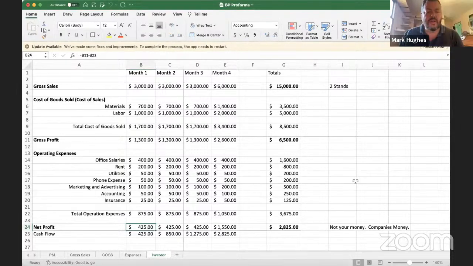So you need to pay yourself like an employee. You have to pay yourself like an employee. You do not want the company showing lots of profit that you have to pay tax on.